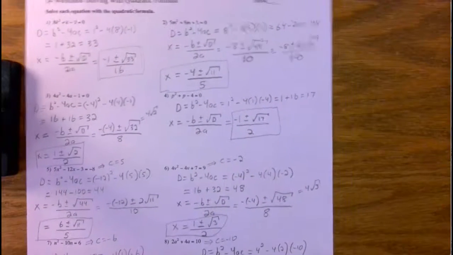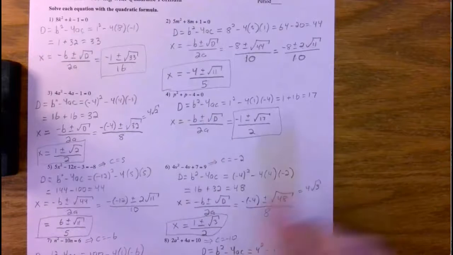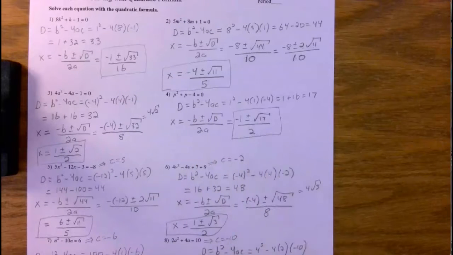All right, number 4, same thing. Calculate the discriminant. I got 17. I plug it in here. I get a very simple answer right there.